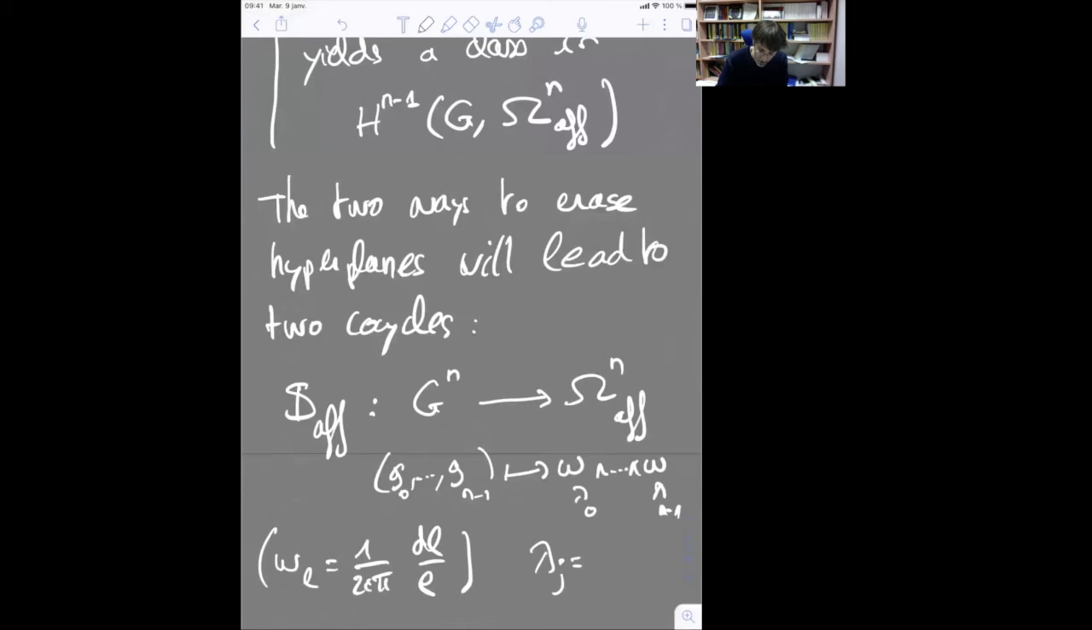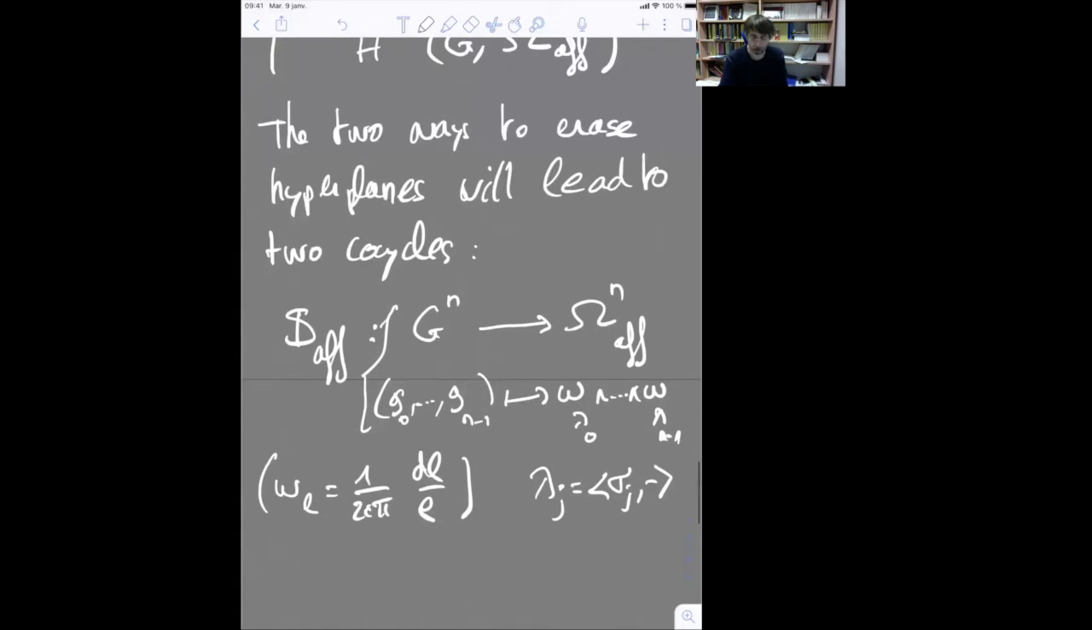And here, lambda J is just the form that really defines the hyperplanes that we have erased in the first construction. So we are precisely meromorphic, and the meromorphic forms are singular precisely on the hyperplanes we have erased using the first construction. So that's the first cocycle. It's an easy exercise to check by hand that this is indeed a group cocycle. So in fact, it's an invariant cocycle.